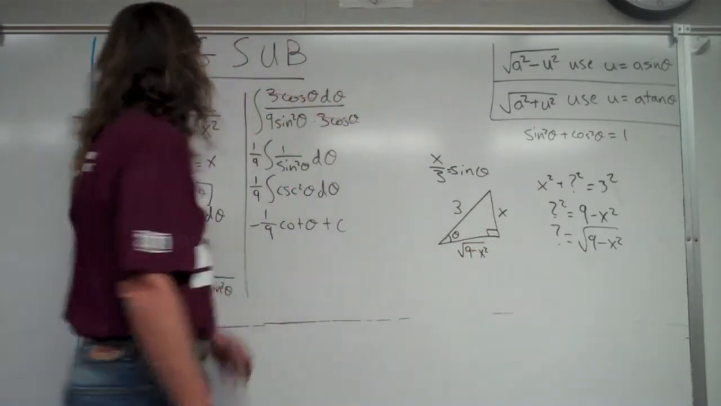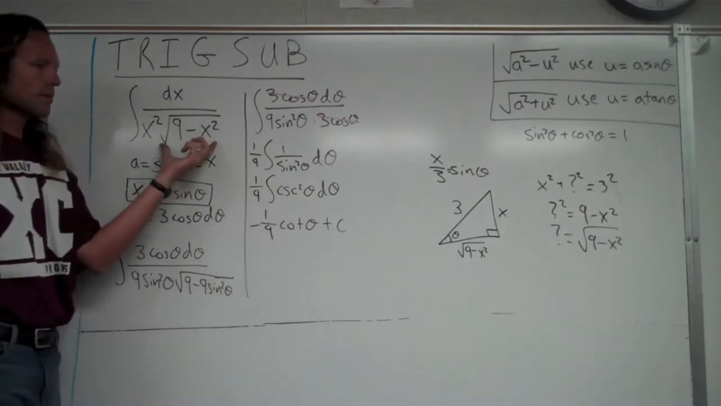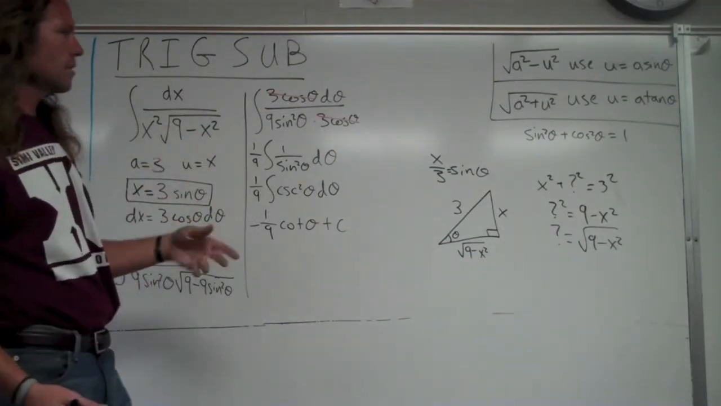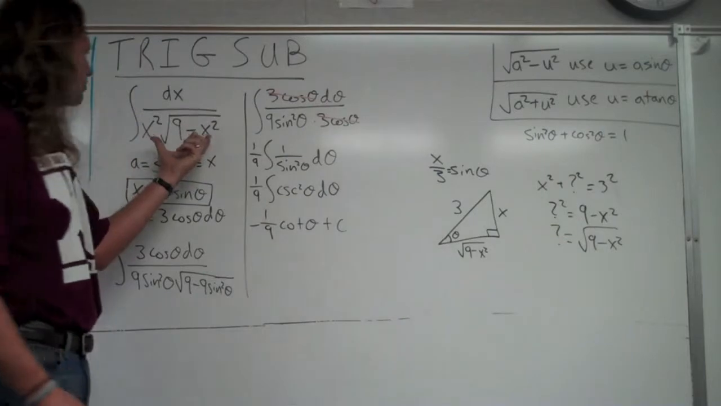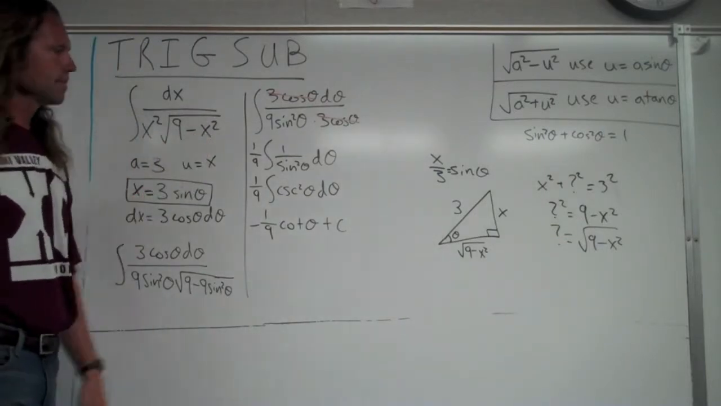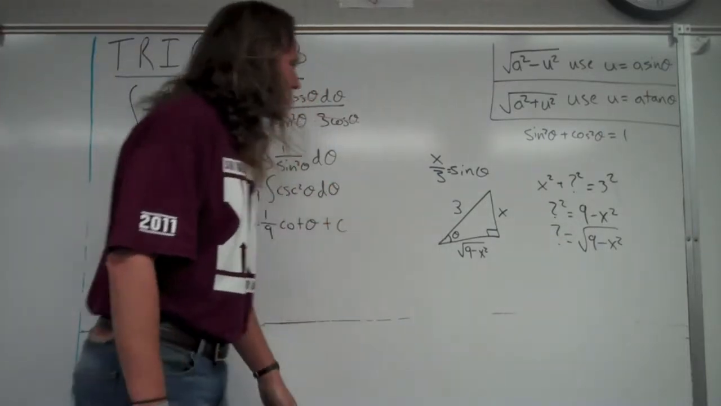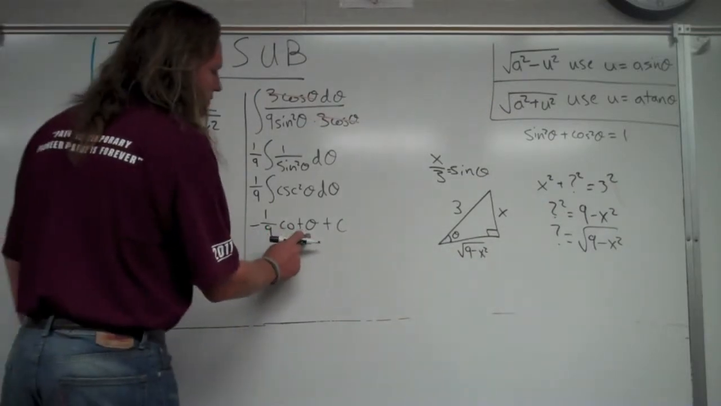Now you'll notice that's the exact same square root thing that we started with in the original problem, and that will always be the case. Whatever your missing side length is, it will be the initial square root thing in your problem. So I can use this triangle to figure out what the cotangent of theta is.